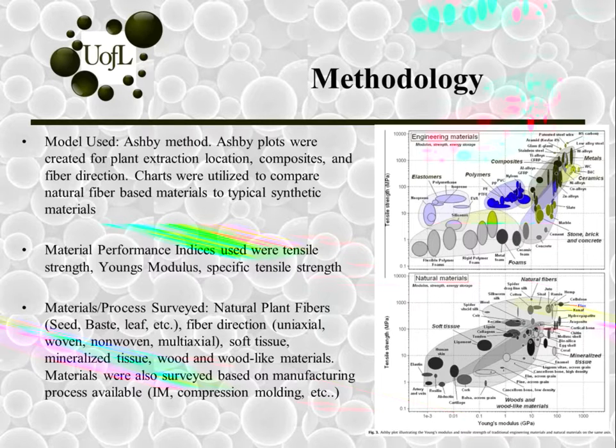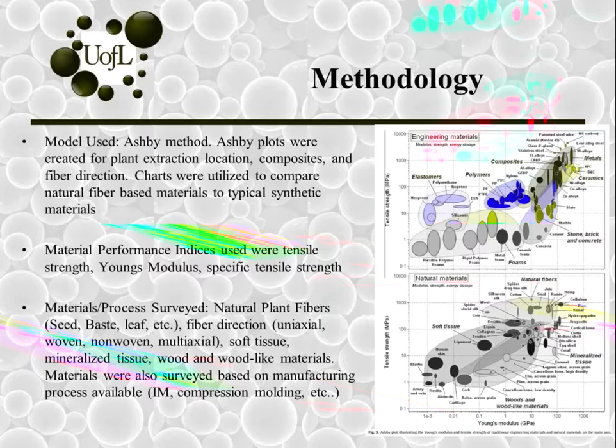For the methodology, the author used Ashby plots, and they were created for a few different considerations about the fibers, such as the plant extraction location, the composites, and the fiber directions. Charts were used to compare the natural fibers to typical synthetic materials. For example, on the right, I included a side-by-side comparison of the Ashby charts for typical engineering materials and natural materials.